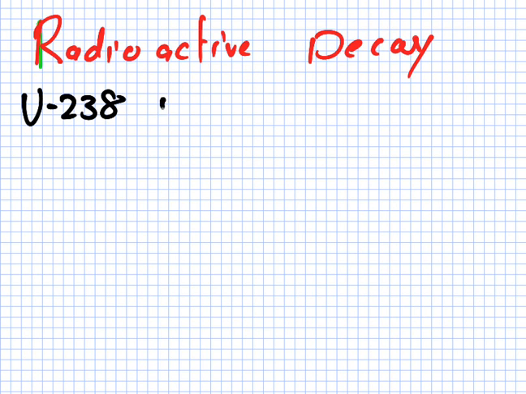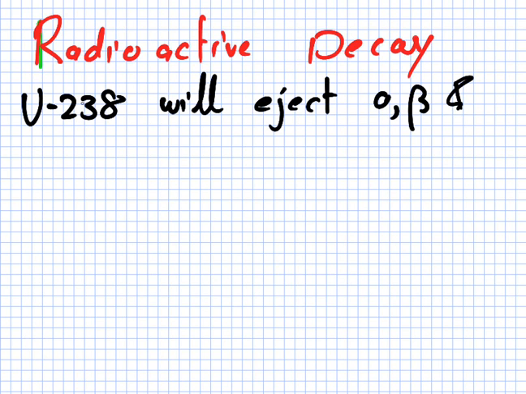238 will eject alpha, beta, and gamma radiation, or particles if you want, although gamma is not a particle really. Okay, but it won't continue to do this forever. No, it will, and it won't continue to do it at the same speed. So as you can imagine, at the beginning, there's lots coming out, and over time, there's less coming out.